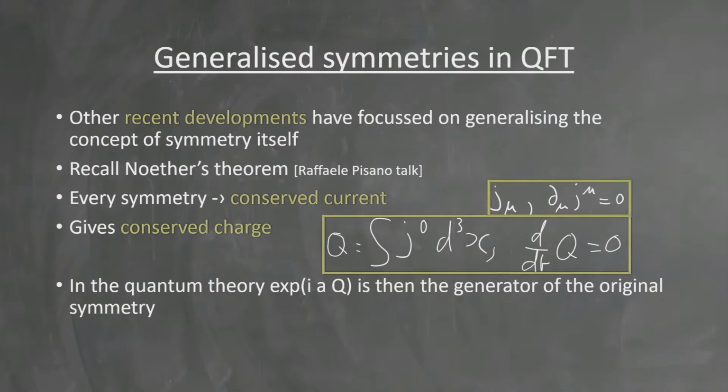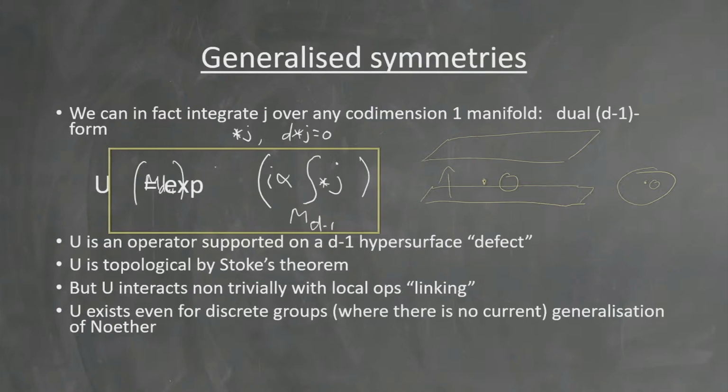We're used to thinking of integrating J^0 over space, but you can integrate the current over any codimension 1 manifold in spacetime, a d-1 hypersurface. Okay, so this is just ordinary Noether's theorem in quantum field theory. I have topological operators in quantum field theory which interact with local operators to give the symmetry.